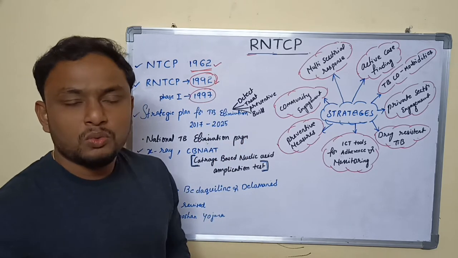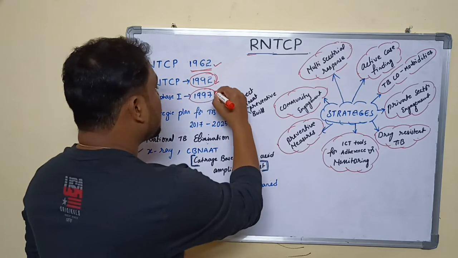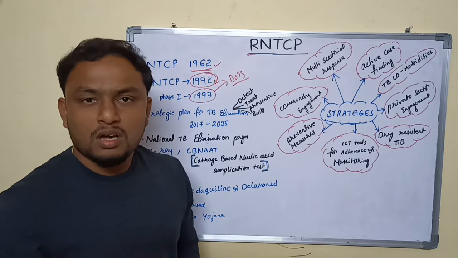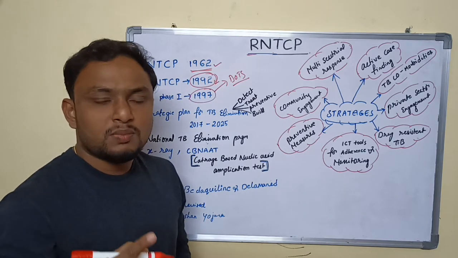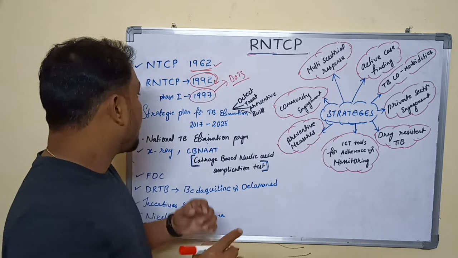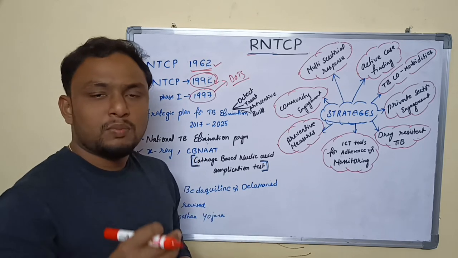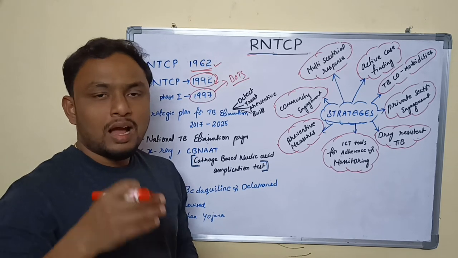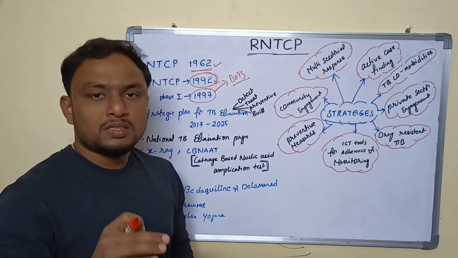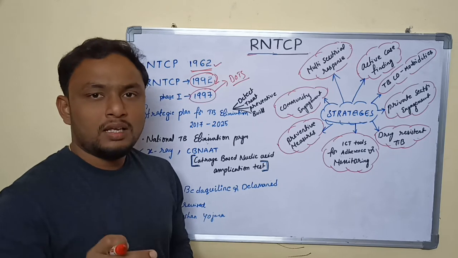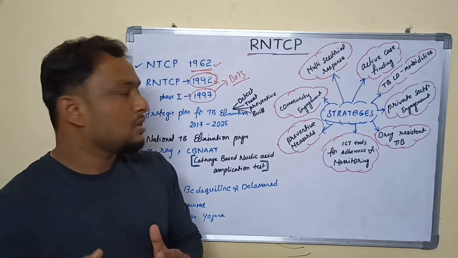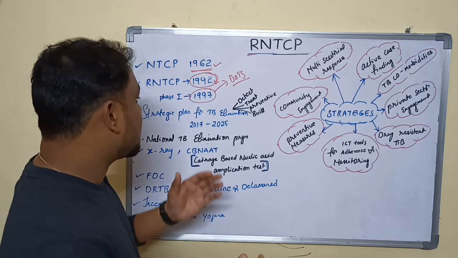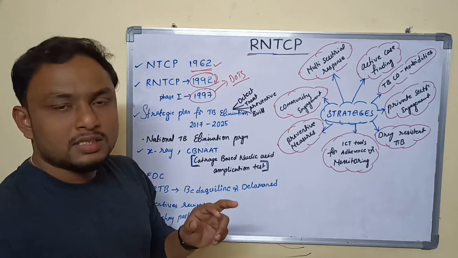Okay, what is the new initiative in this RNTCP? They introduced DOTS therapy. What is DOTS? Directly Observed Treatment, Short-course. In this, they give the treatment or tablets directly to the patients and we observe, under the supervision of a registered practitioner or any doctor or a nurse. Under the supervision of these people only, patients will take the medication. That is the new initiative in the RNTCP.